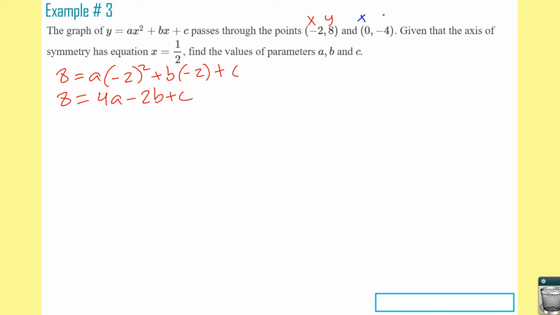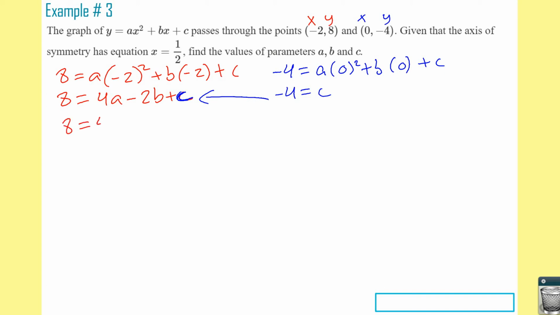Then we get this x and this y. So we get -4 equals a times 0 squared plus b times 0 plus c. So that's great because we automatically get to know -4 is c. So we can replace that c right there. Okay, so we get a new equation here: 8 equals 4a minus 2b minus 4. If I combine those together, I get 12 equals 4a minus 2b.